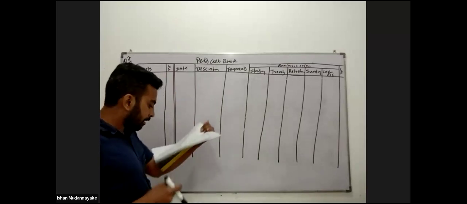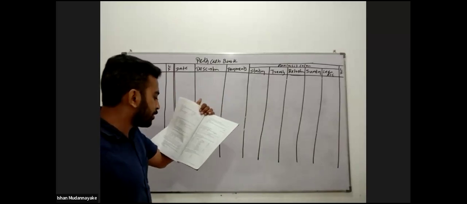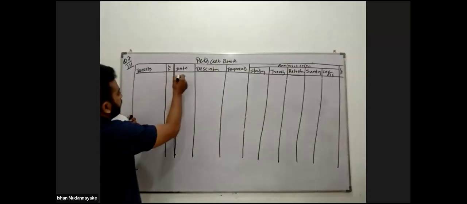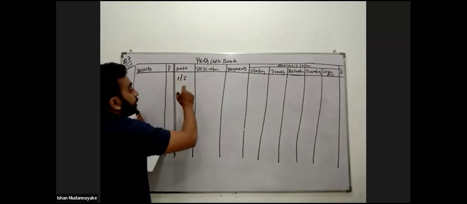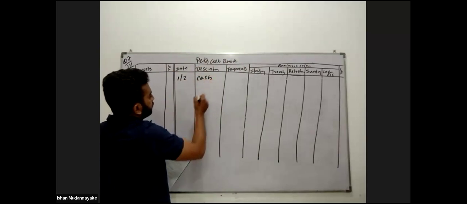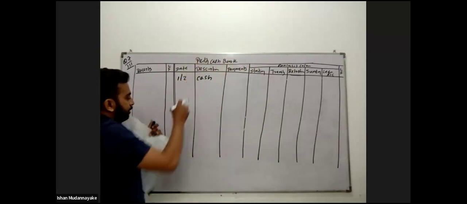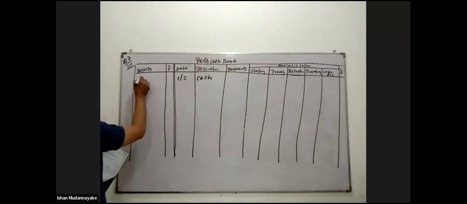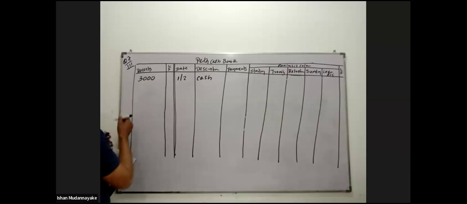1st February, petty cash reimbursement 3,000. Date 1st February. Cash book credit, petty cash book debit. Cash 3,000, receipts 3,000.